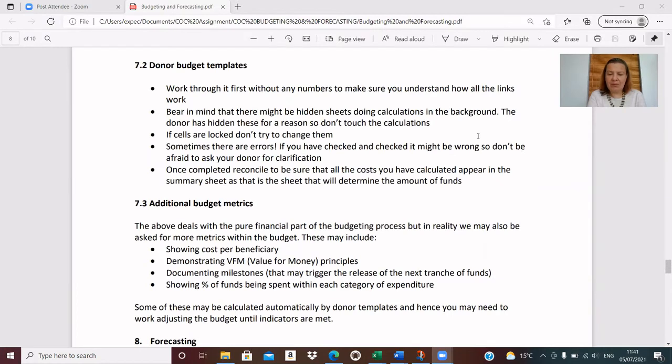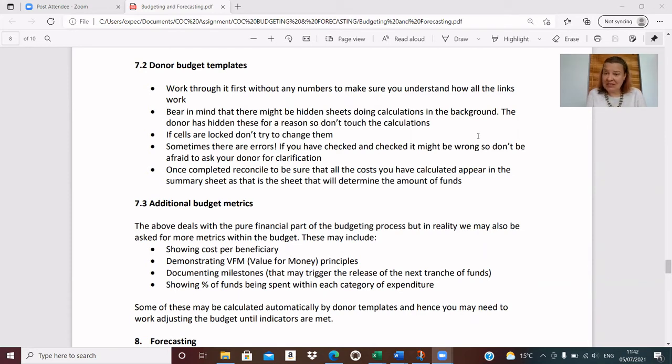In the previous example, we created our own budget template, but sometimes the donor provides one for you. And if they do, these are the steps to follow. So work through it first without any numbers in, just to make sure that you understand how all the links work and how the numbers will feed through once you do put them in. And again, have a look and see if it does work from back to front, like the one we did in the example that we created for ourselves.